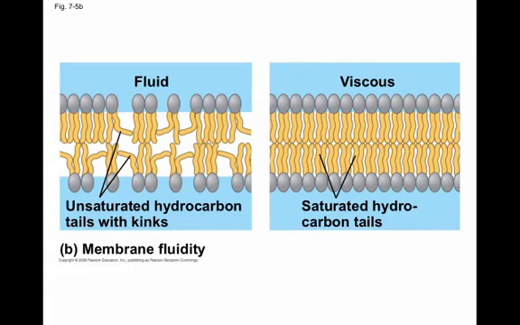When you look at my two membranes there, a fluid membrane has a lot of unsaturated fatty acids with kinks in the tails, so those phospholipids stay spread out and stuff can move through it. On the other hand, if you have a membrane with a lot of saturated fatty acids, you can see how those hydrocarbon tails pack in real tight, making the membrane more viscous, more thick, with less movement.